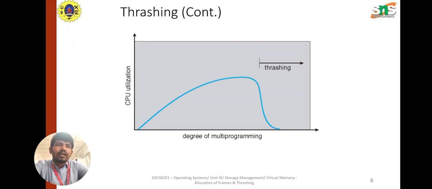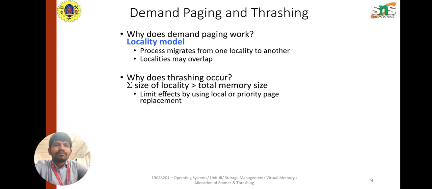In the graph, the upward axis is CPU utilization and the other axis is the degree of multiprogramming. When we go beyond an upper bound, thrashing is created. Now, demand paging and thrashing. How does demand paging work? The process demands pages for its execution, and only then will the process complete. That is demand paging.